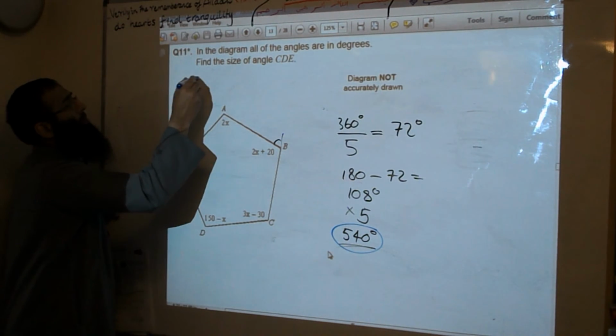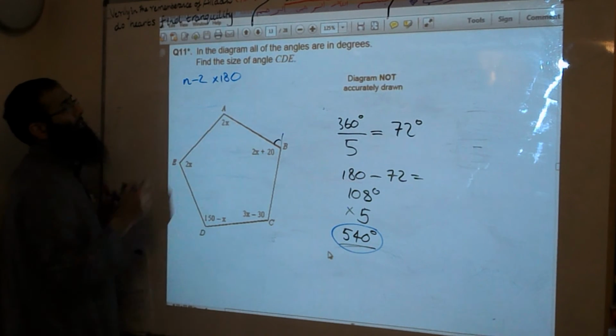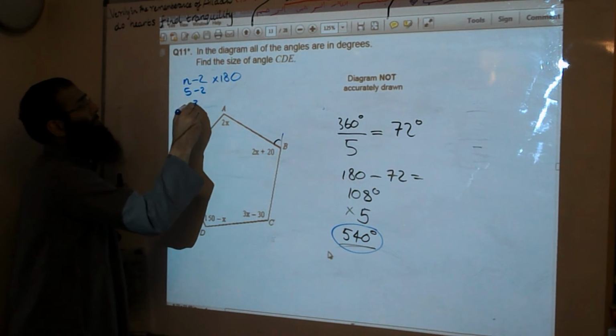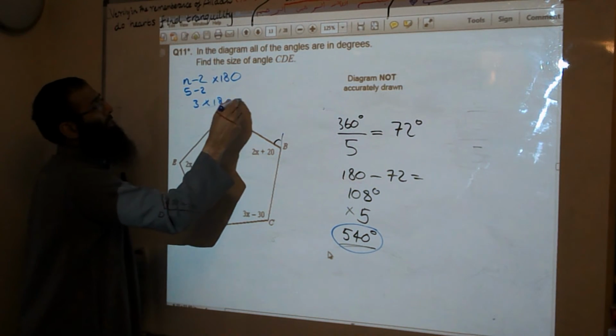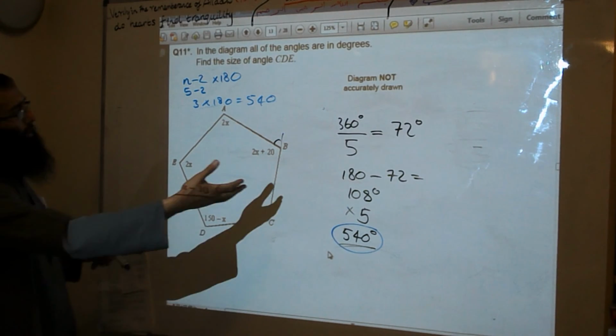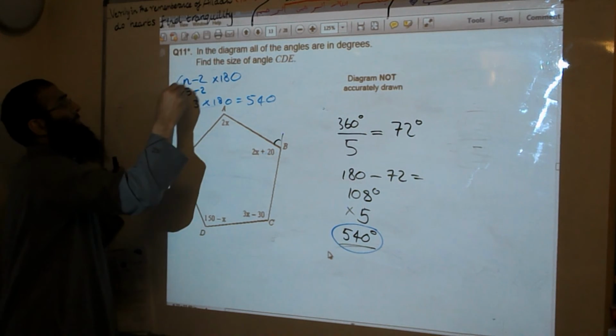The number of sides minus 2, times that by 180. How many sides do we have? 5. 5 minus 2 is? 3. 3 times by 180 is 540. So that's another way of working out 540. So there's 2 ways: using the external angle technique or using the internal angle technique. This is the internal angle sum.